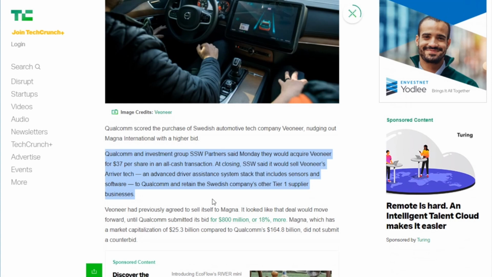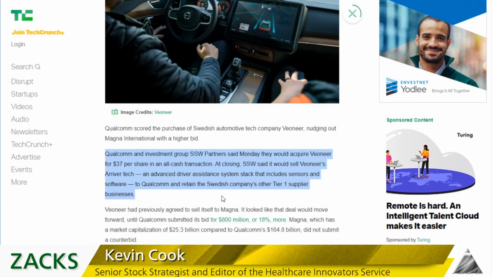So it says two things. One, they realized that they're late to the game. Intel bought Mobileye a few years ago for $15 billion, and Qualcomm realizes that they need to have some skin in the game for autonomous driving. So they're probably building the chip infrastructure for it, but now they need the actual mechanical sensors and other software to go along with it.